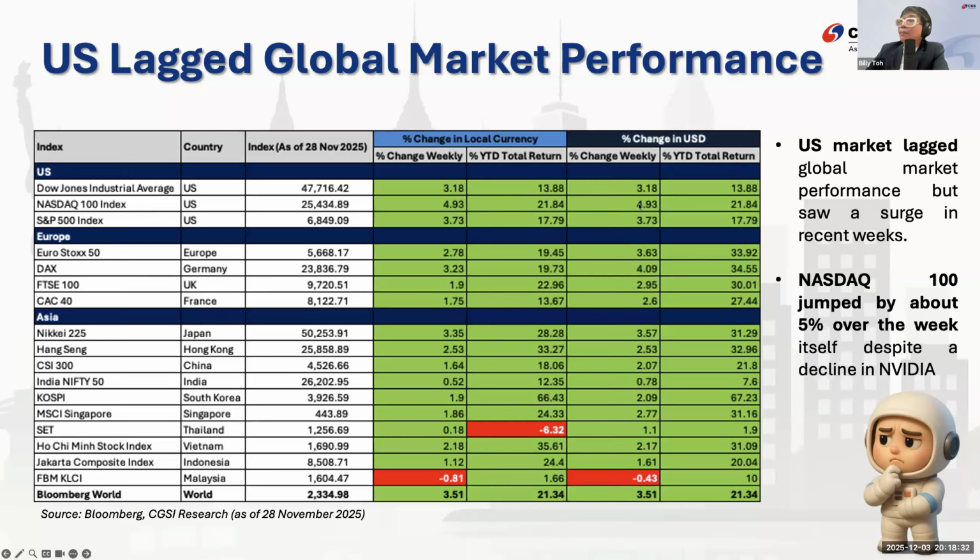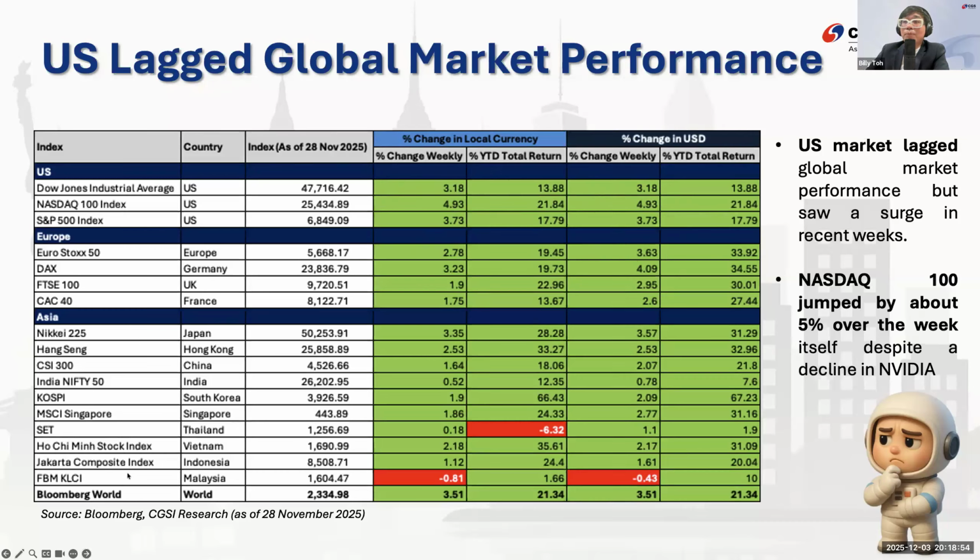So if you look at the table here, on your right hand side, there's the performance change on a weekly basis and year to date performance. Towards the end is basically the changes in US dollar, so this will reflect the currency movement. The light blue here is the ones in local currencies, so this will not reflect the currency.